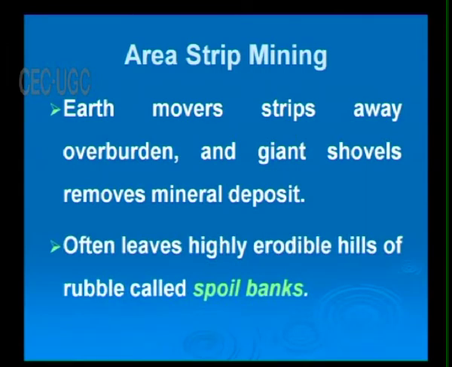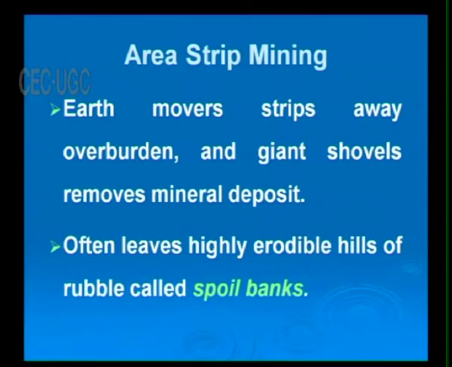And the second one is area strip mining, where earth movers strip away overburden and giant shovels remove the mineral deposit, and often leave highly erodible hills of rubble called spoil banks. So, in this, earth movers are stripping away the overburden. That means, if at a particular place the ore is available, first of all strips are made and the overburden is removed, and then the shovels take the ore.